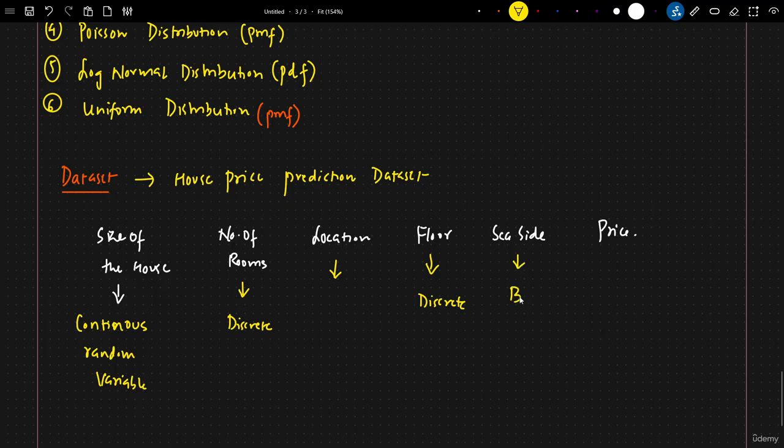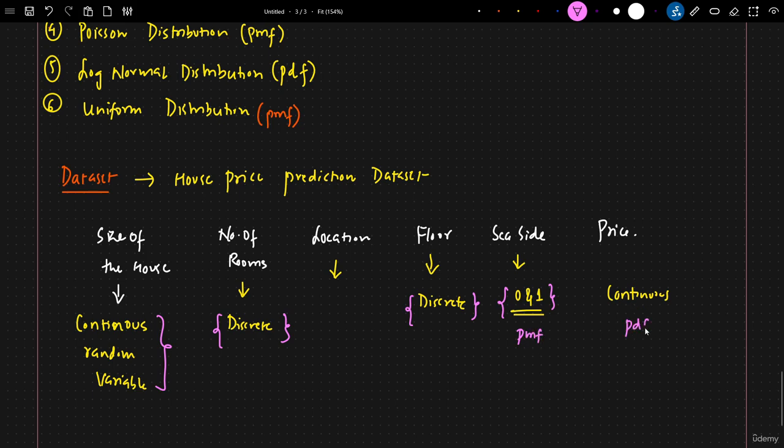Seaside, yes or no. So this can be a Bernoulli distribution, right? It can have values like zeros or ones. Then price will be a continuous random variable. And these features may follow some kind of distribution. Let's say for this Bernoulli distribution, I may use a PMF. For this, I will be using a PDF. For discrete, I may use my PMF. For a continuous random variable, I may use PDF.